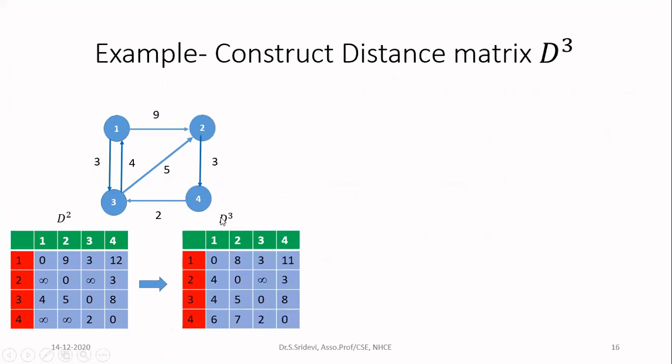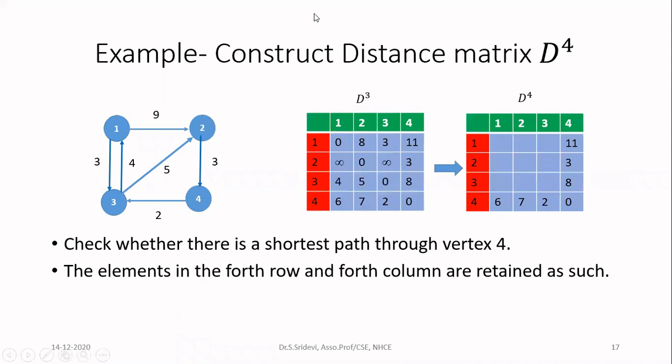Now we have considered 3 vertices. We have only one more vertex pending, that is vertex 4. So we are going to construct the distance matrix D4. D4 is going to tell you whether there is a shortest path from any vertex U to any other vertex V through the vertex 4. So for that, you have to keep the elements of the fourth row and fourth column as such from D3.